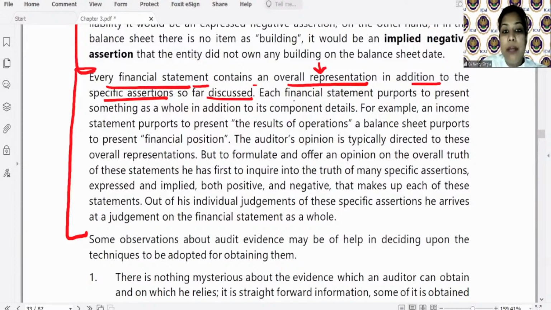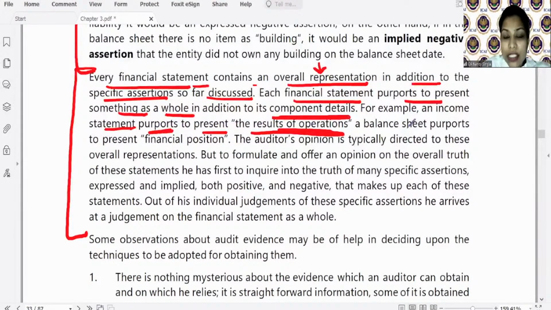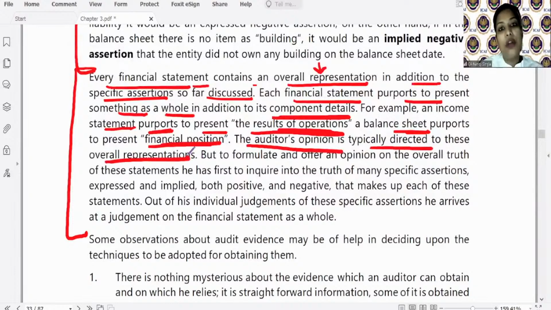Each financial statement purports, like the purpose is to present something as a whole in addition to component details. For example, the income statement purports to present result of operations. Balance sheet presents what? Financial position. The auditor's opinion is typically directed to the overall representation.